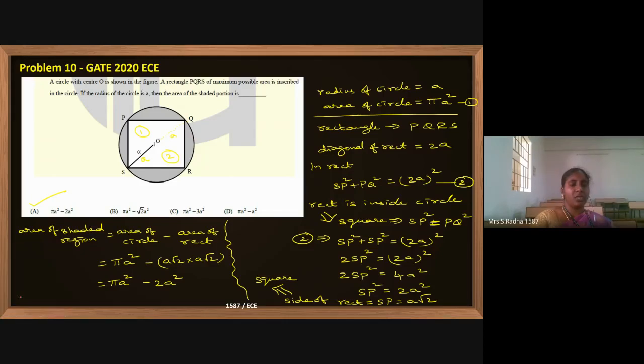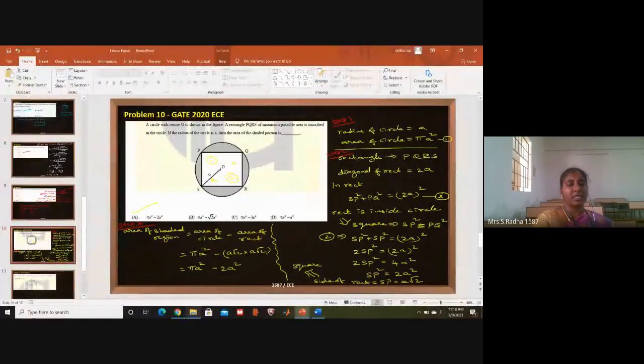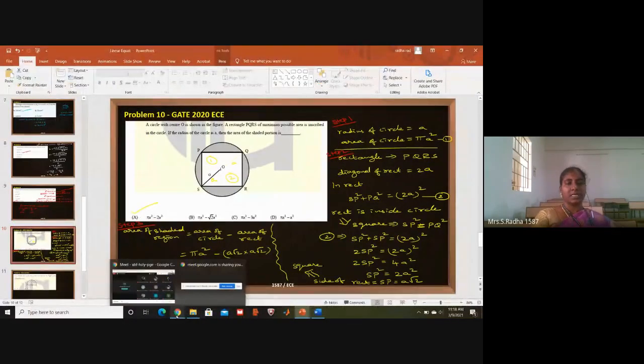Step 1, we considered the circle and calculated the area of the circle. Step 2, we did some analysis on the rectangle and finally calculated the side of the rectangle. All 4 sides are equal. In step 3, we calculated the area of the shaded region, which is the area of the circle minus the area of the rectangle. We got option A as the correct answer, pi A square minus 2A square.